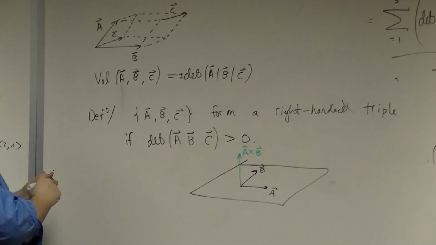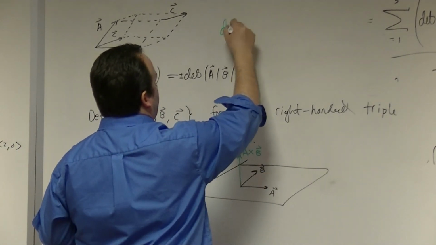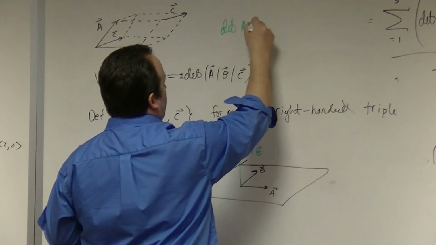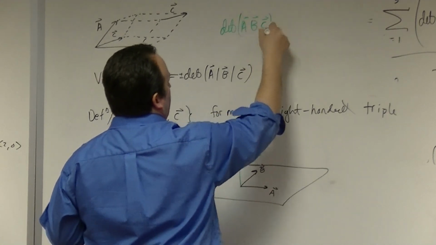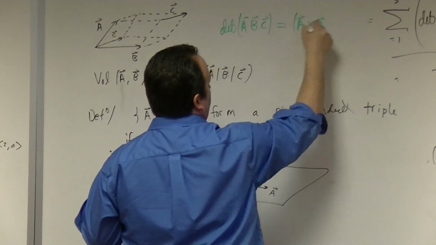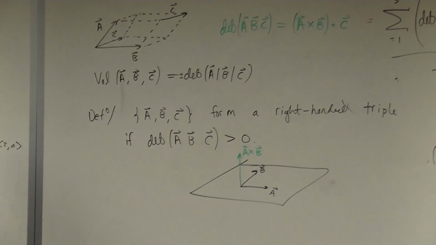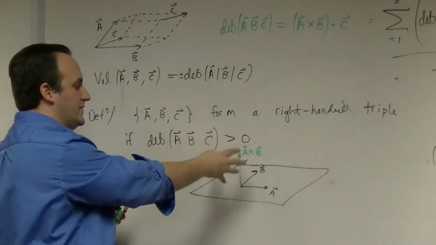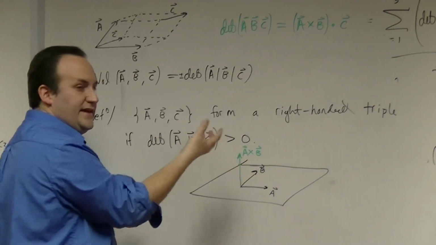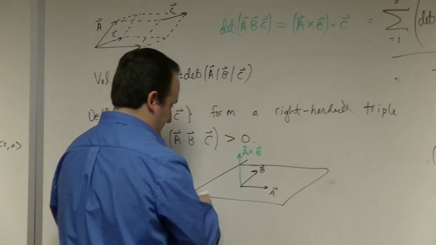So the formula I just erased was that the determinant of A, B, C was equal to A cross B dot C. In other words, the determinant of three vectors stacked together gives you the so-called triple product. So geometrically, what does it mean for C dot A cross B to be positive?